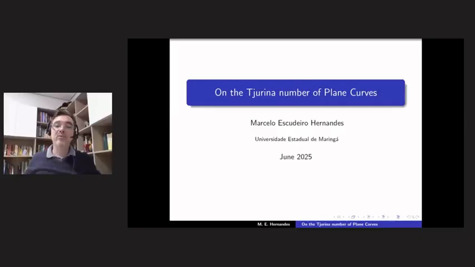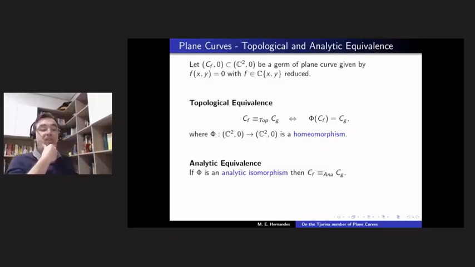And in this talk, I will present some results about the Tjurina number of plane curves, obtained in two different works. One of them with Abramo Hefez, and the second one with Patricio Almirón. We consider the invariants with respect to distinct equivalence relations on plane curves. And in this talk, a curve is a germ of plane curve given by a reduced power series in two variables over the complex numbers.